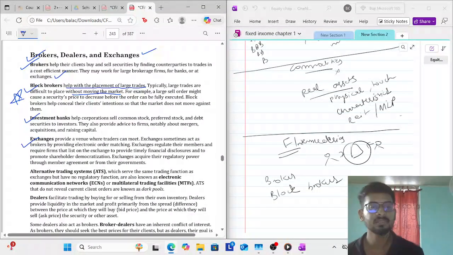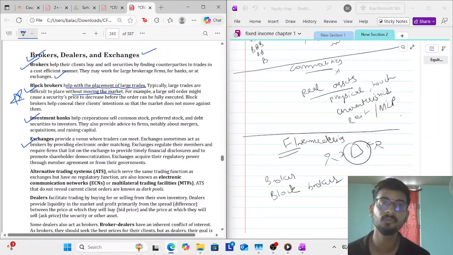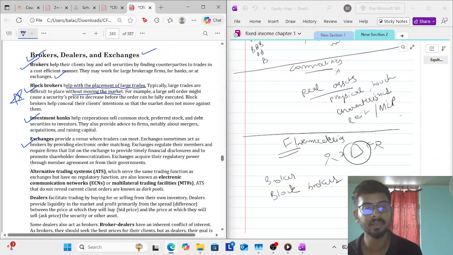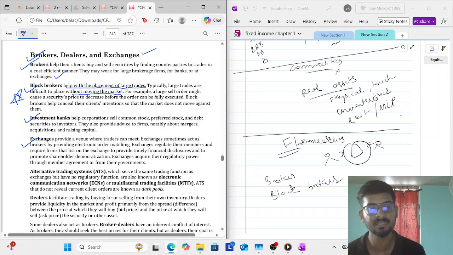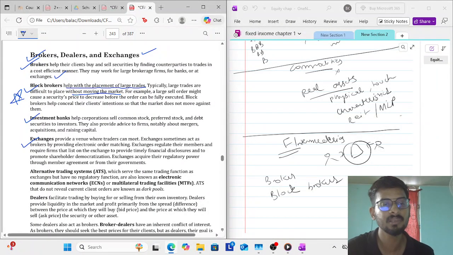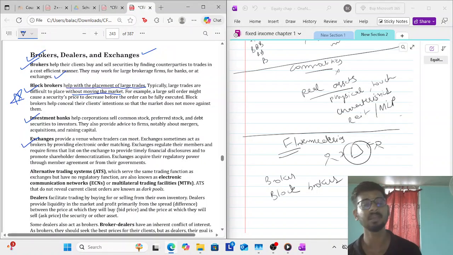Okay, the rest we are talking about is exchanges. Exchanges provide a venue where traders can meet. If I am a buyer and there is a seller anywhere in India selling a Reliance share, I just place an order. The exchange forms a marketplace where the buyer and seller, my counterparty, can meet me easily. Exchanges sometimes act as a broker by providing electronic order matching. Exchanges regulate their members and require firms that list on the exchange to provide timely financial disclosure and to promote shareholder democratization. Exchanges acquire their regulatory power through member agreement or through governments. So exchange was very simple. Just remember Zerodha, Groww, Motilal Oswal, Kotak, etc.